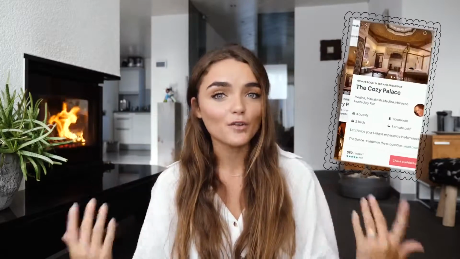And then the next thing I do is check the average price of accommodation in the place that I'm interested in going to. So the average hotel price. I will hop on Booking.com or Airbnb and just kind of get an idea of whether there's anything affordable.